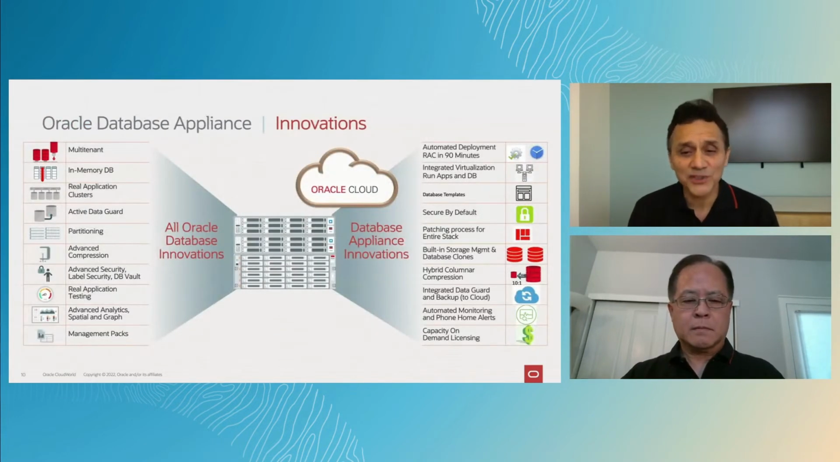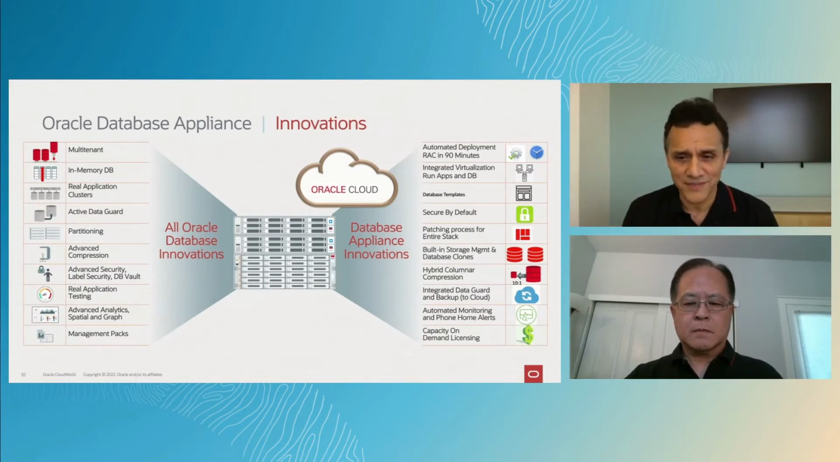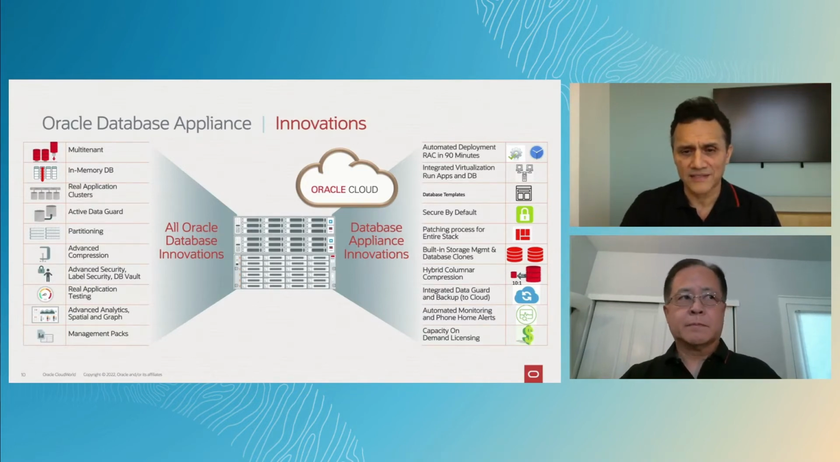Now, I want to talk to you about innovation. On the left-hand side, you see many features that anyone can get with the Oracle Database Appliance. But on the right-hand side, those are the innovations that we've done with the Oracle Database Appliance, and you can only get it if you get an Oracle Database Appliance. I'll just mention a couple here that I haven't mentioned before, right? There is a built-in storage management and database clones that is integrated within the system. There is support for hybrid columnar compression. Only the Oracle engineered systems support this, and the Oracle Database Appliance is one of them. Automated monitoring and phone home alerts, and as I mentioned before, capacity on demand licensing.